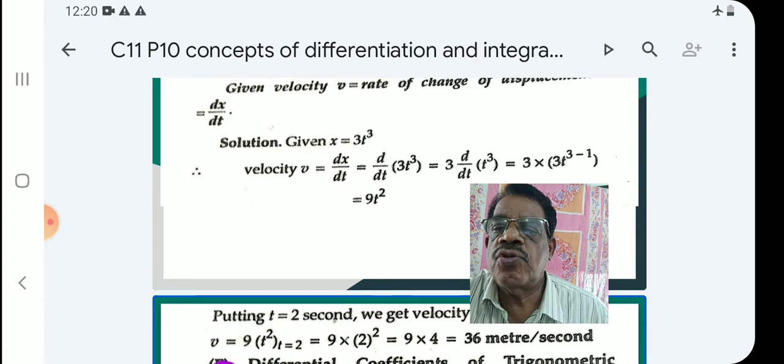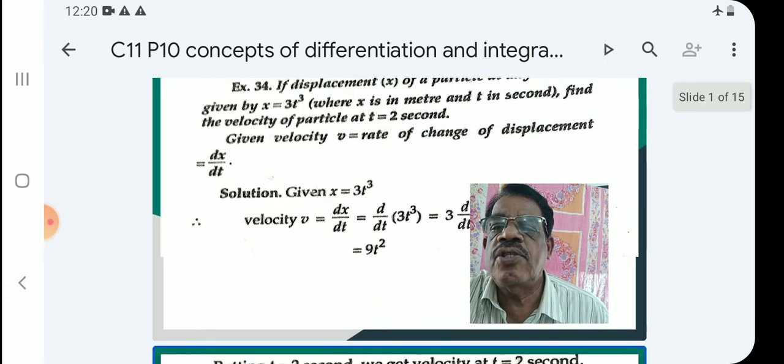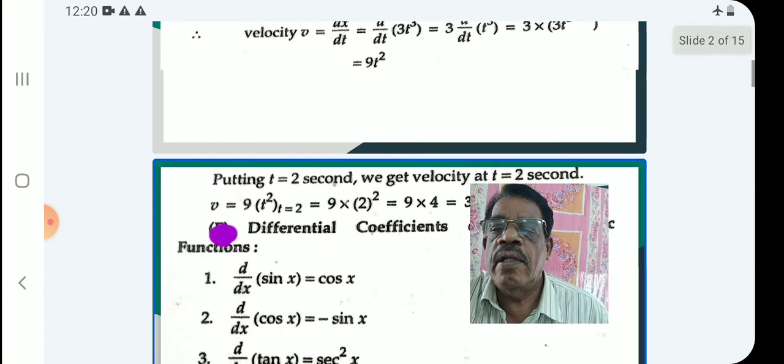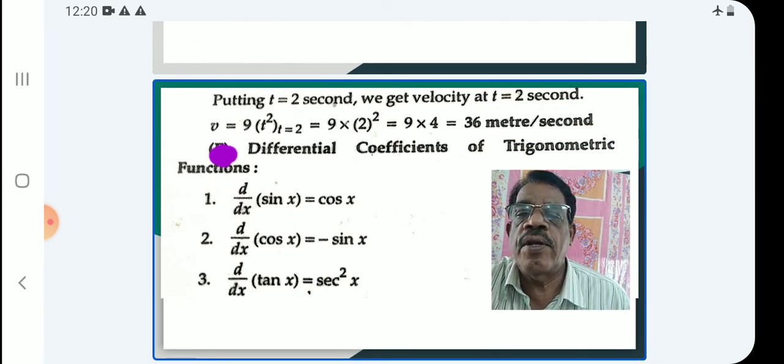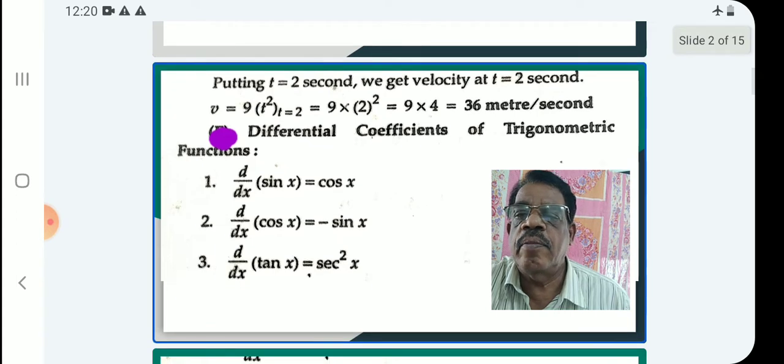The derivative is 9t square and the time is given as t is 2 seconds. Therefore, the answer is 9 into 2 square, 9 into 4, 36 meters per second.